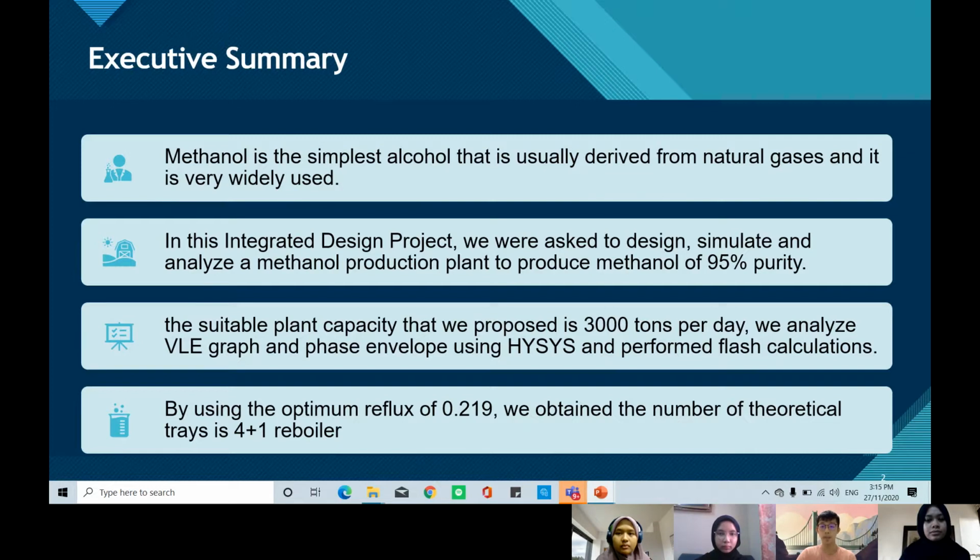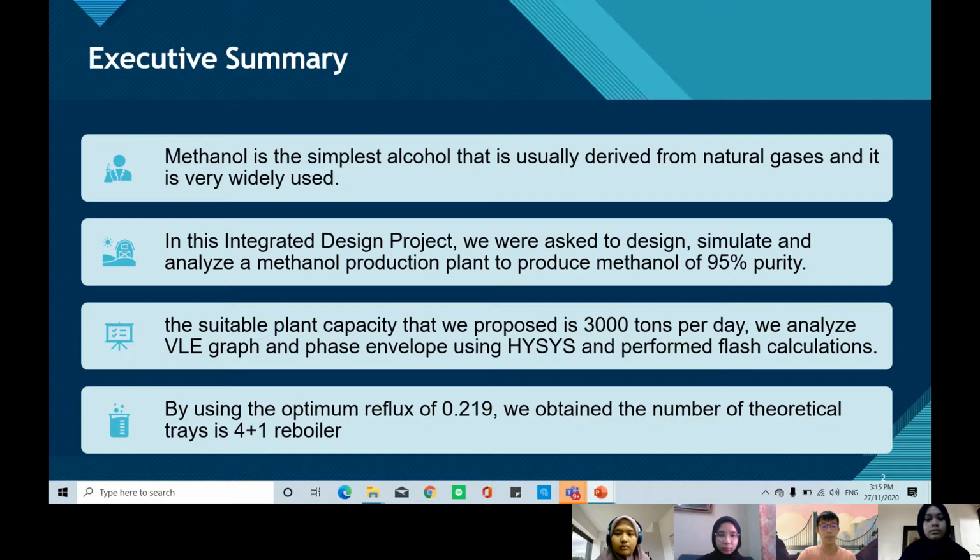And for simulation process, we decided to use the HYSYS software. The suitable plant capacity that we propose is 3,000 tons per day from our research. After that, we analyze the VLE graph, which is the vapor-liquid equilibrium graph, as well as phase envelope, as indicated in part thermodynamic, using HYSYS, and then we perform the flash calculations.